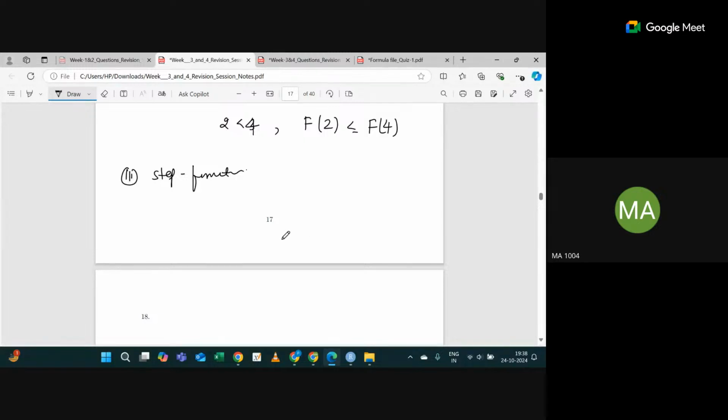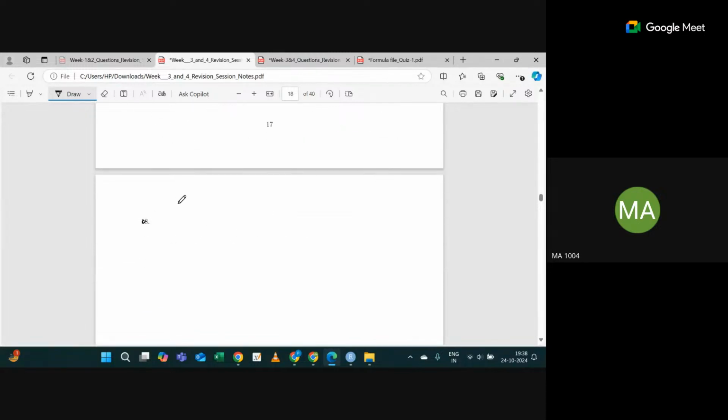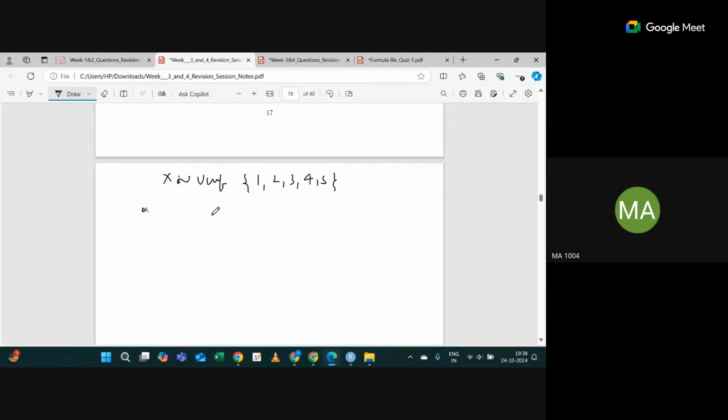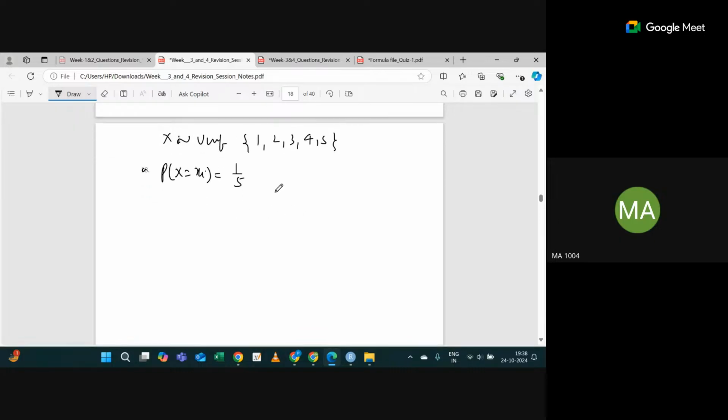So the key thing is, if you have a discrete random variable, suppose X follows a discrete uniform distribution over 1, 2, 3, 4, 5. Then what will be the probability for each x_i? 1 by 5, right? So if you want to plot the CDF, what will the CDF plot be?